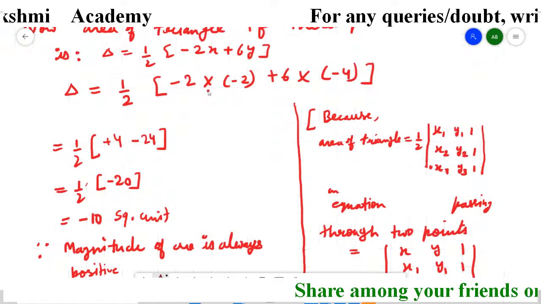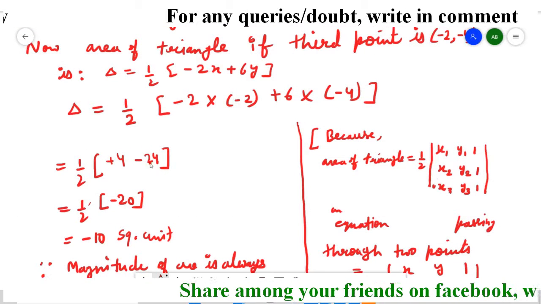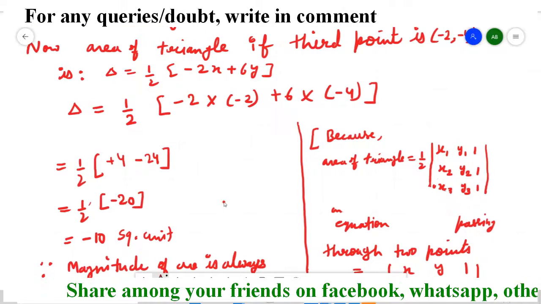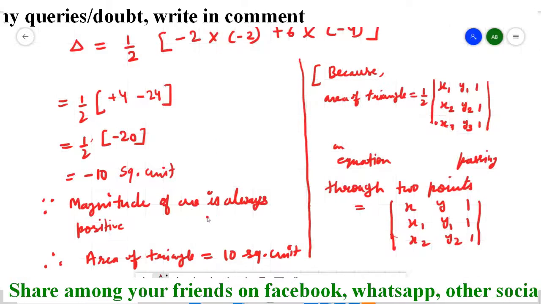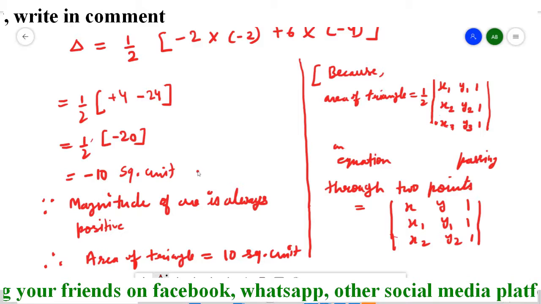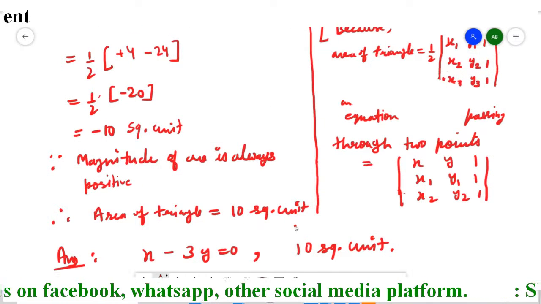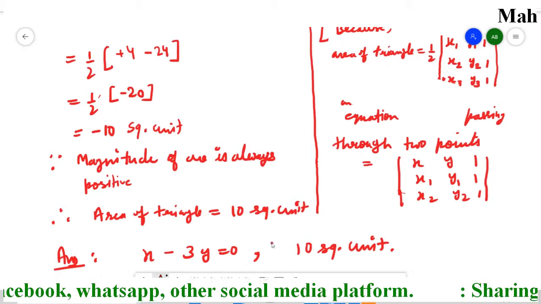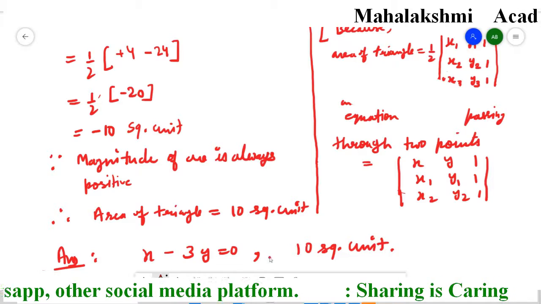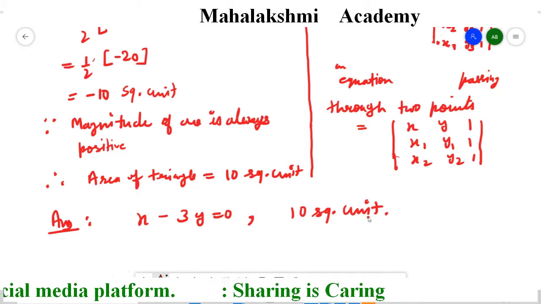Now after replacing it, when we solve this, you will get +4 and -24, which is -20, and when you divide it, you will get -10. Since the magnitude of area must always be positive, we will ignore this minus sign and write 10 square units. So this is our answer. So there are two answers: the equation of the line and the area of the triangle.